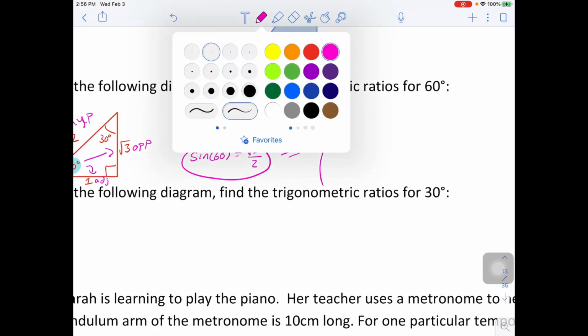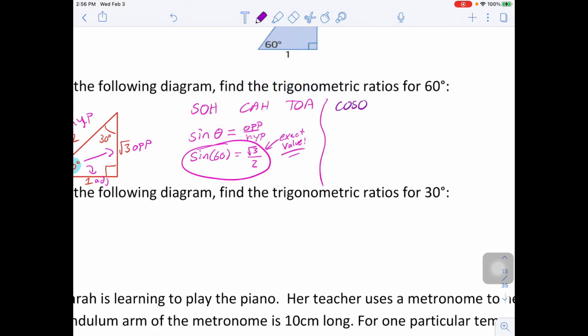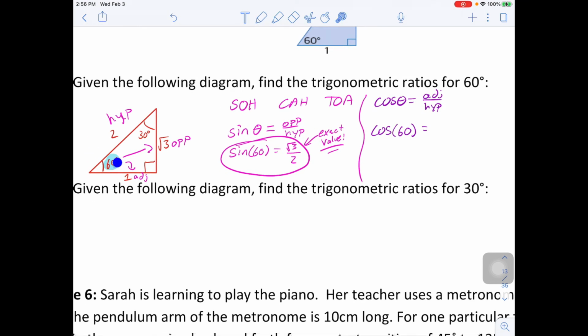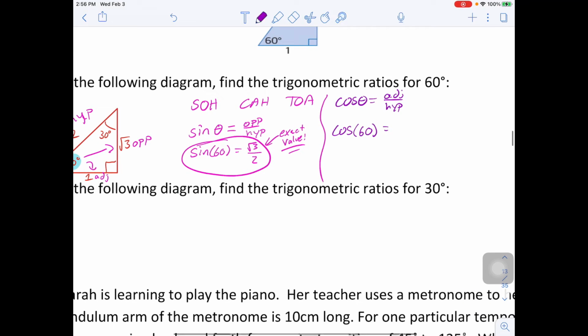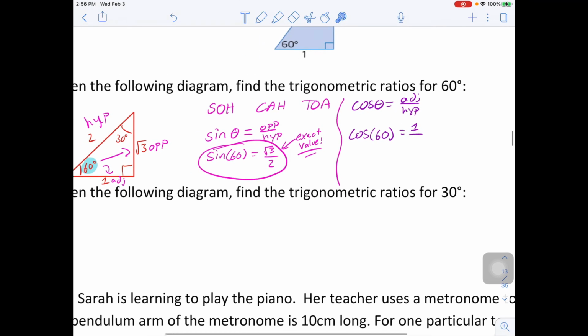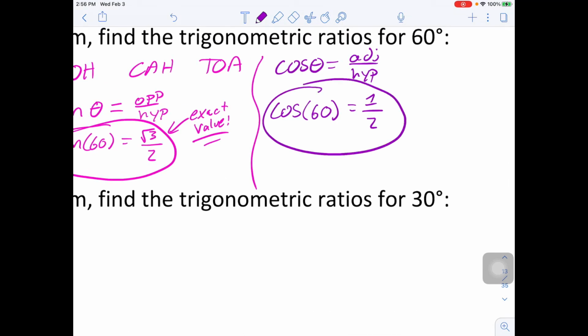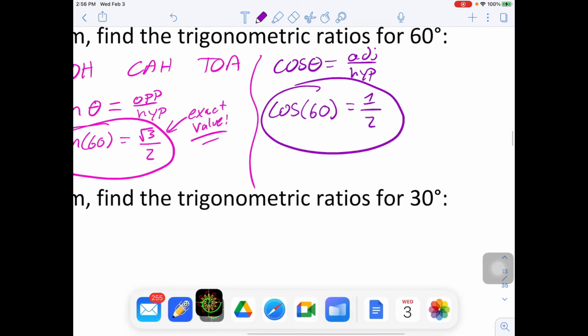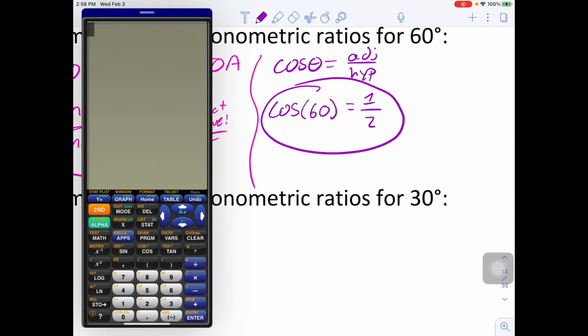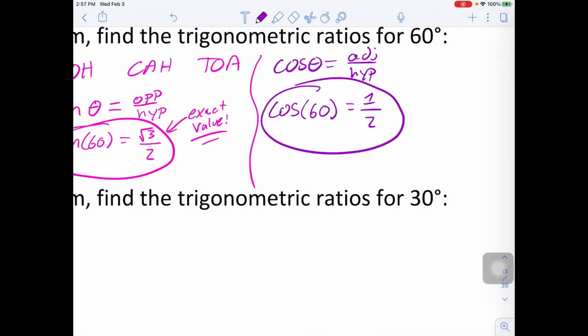Let's figure out our cos. So cos angle equals adjacent over hypotenuse. And again, we're dealing with cos 60. And what's our adjacent here? Well, we notice that the adjacent is 1 over our hypotenuse of 2. So cos 60 equals 1 over 2. And again, if we throw that into our calculator, we should get cos 60 to equal 0.5, which it is. 0.5 is 1 over 2. So that works.